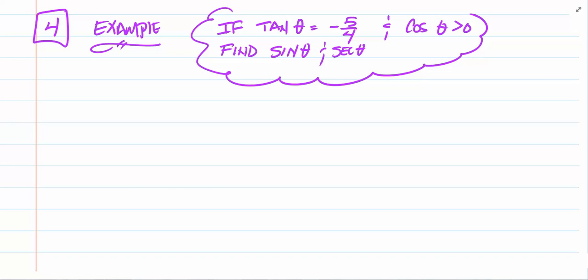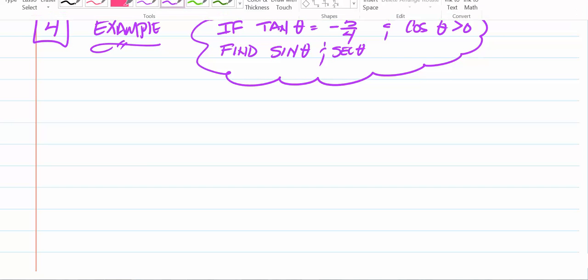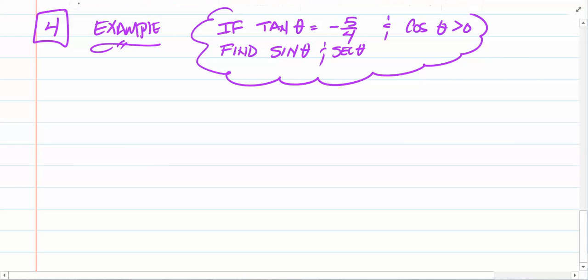Okay, here's the setup. If the tangent of theta is -5/4 and the cosine of theta is greater than 0, find the sine and the secant of theta. This is where it's hard. No, not at all. Okay, so let's go with black.